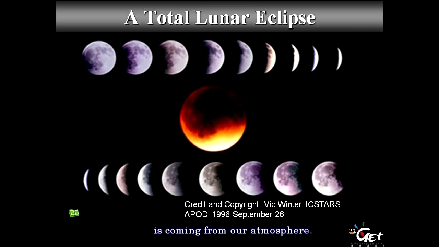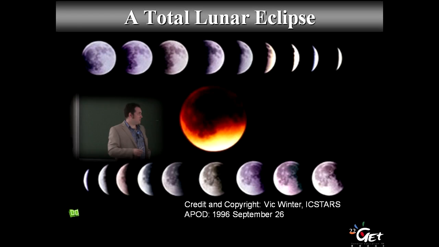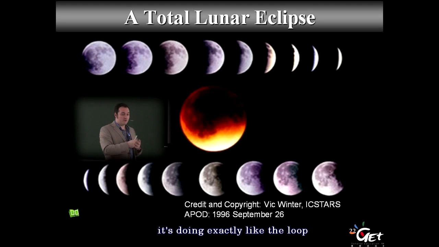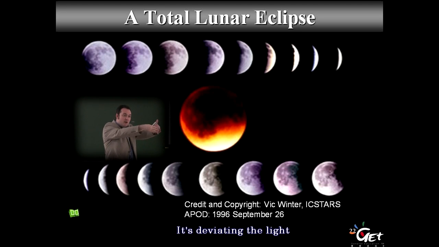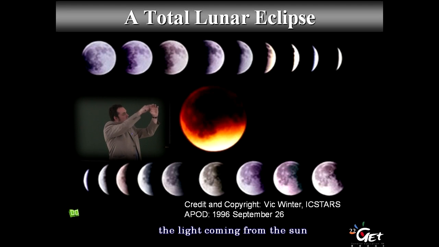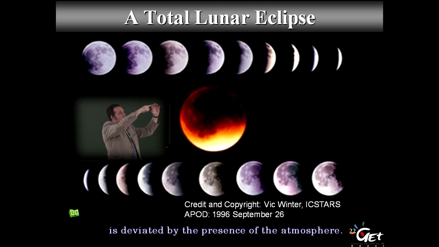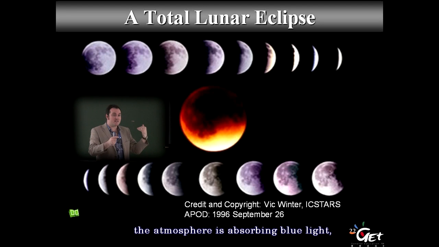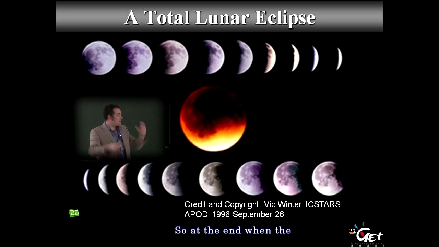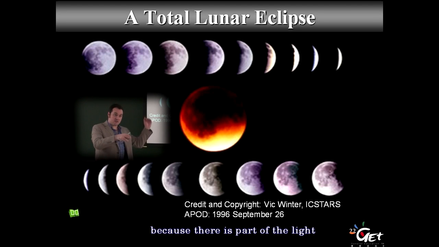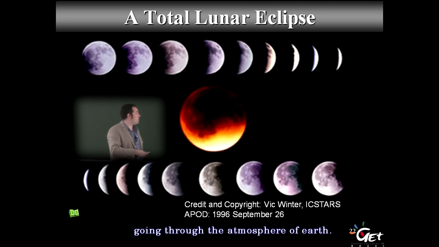And this red light is coming from the light coming from our atmosphere. Because of the presence of the atmosphere, it's doing exactly like a loupe, or when you're zooming, or your glasses, it's deviating the light and converging towards the moon. So you have the Earth, the light coming from the sun, the moon is there, and part of the light is deviated by the presence of the atmosphere. But because the atmosphere is absorbing blue light, there's only the red going through. So at the end, when the moon is totally in the shadow, you see it red because there is part of the light coming through the atmosphere of Earth.